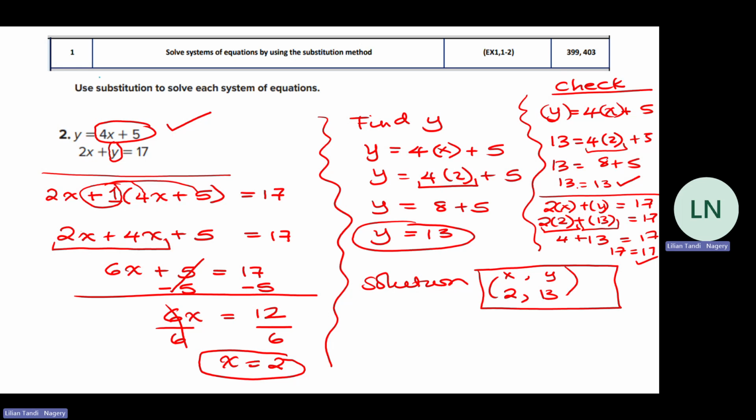I got the same number at the last step. So this is correct. So therefore, this is my answer. Check is what confirms if you did your work correct. You must do check. You should check your work.